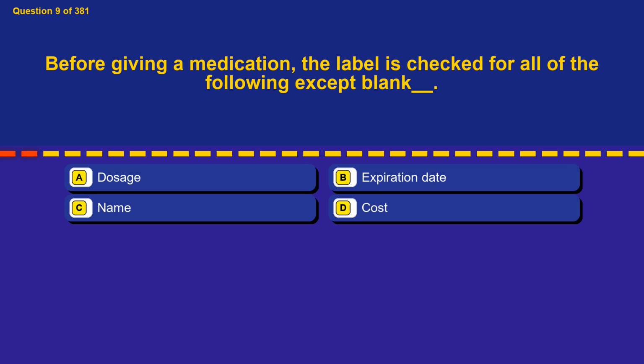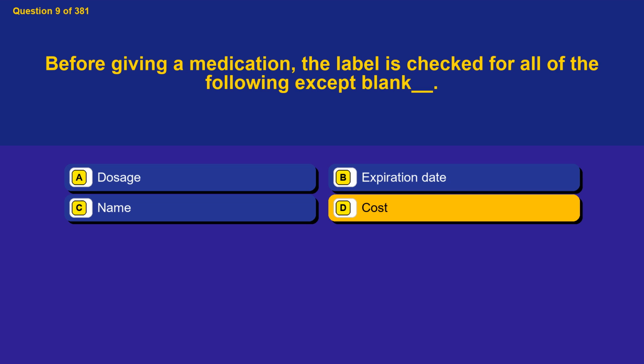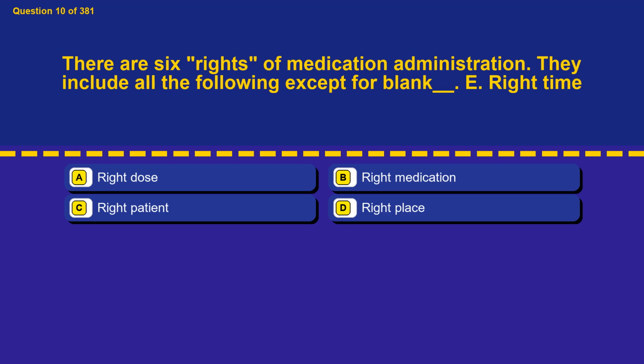Question 9. Before giving a medication, the label is checked for all of the following except blank blank. Option A. Dosage. Option B. Expiration date. Option C. Name. Option D. Cost. The correct answer is option D. Cost.